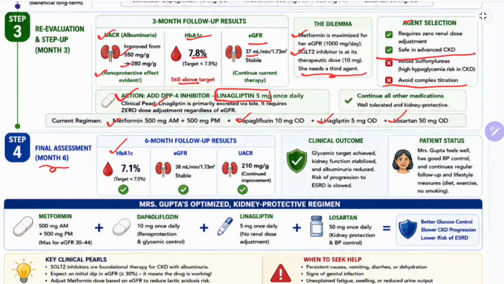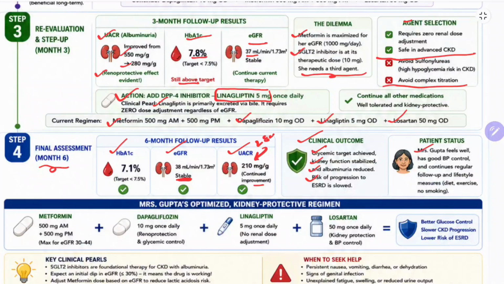Now the final assessment, again after 3 months, that is, at the 6th month. Now the HbA1c has achieved the target, 7.1%. eGFR is 38, stable, it is not decreasing. Okay. UACR is 210 milligram per gram, a continued improvement. It was 280 previously, now it has come to 210. Clinical outcome: glycemic target achieved, kidney function stabilized, and albuminuria reduced. The risk of progression to end-stage renal disease is slowed.